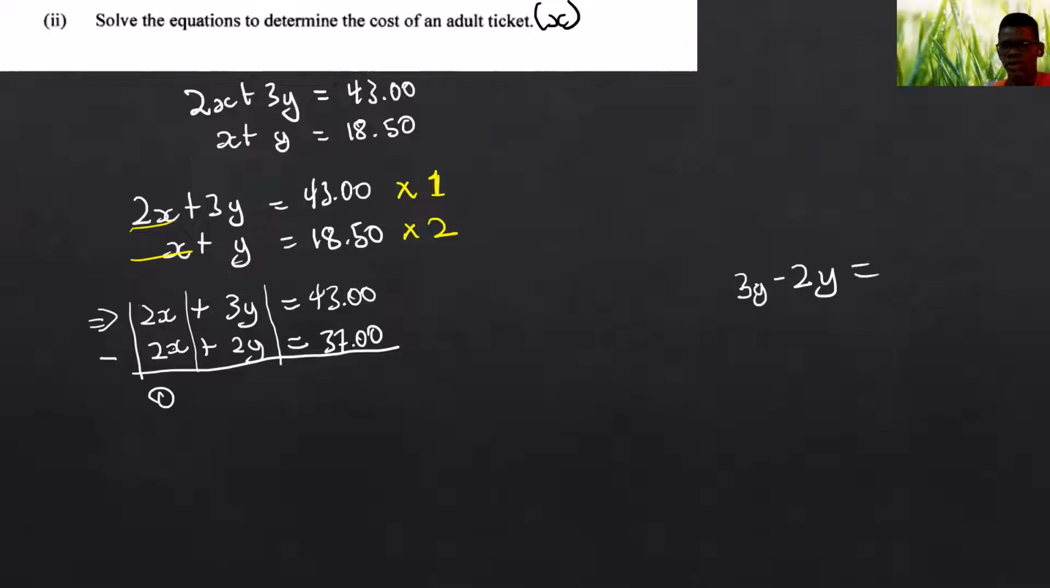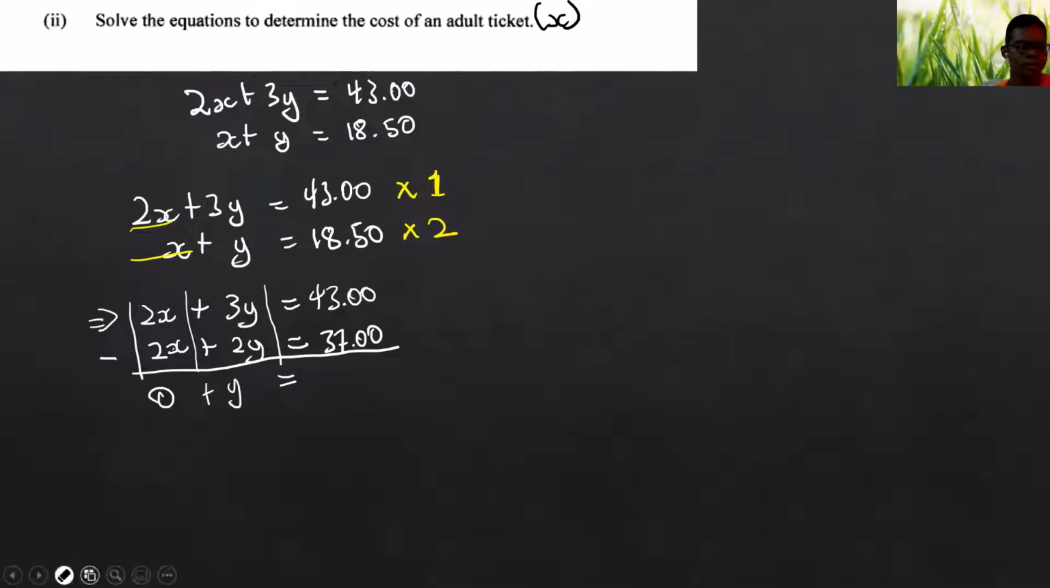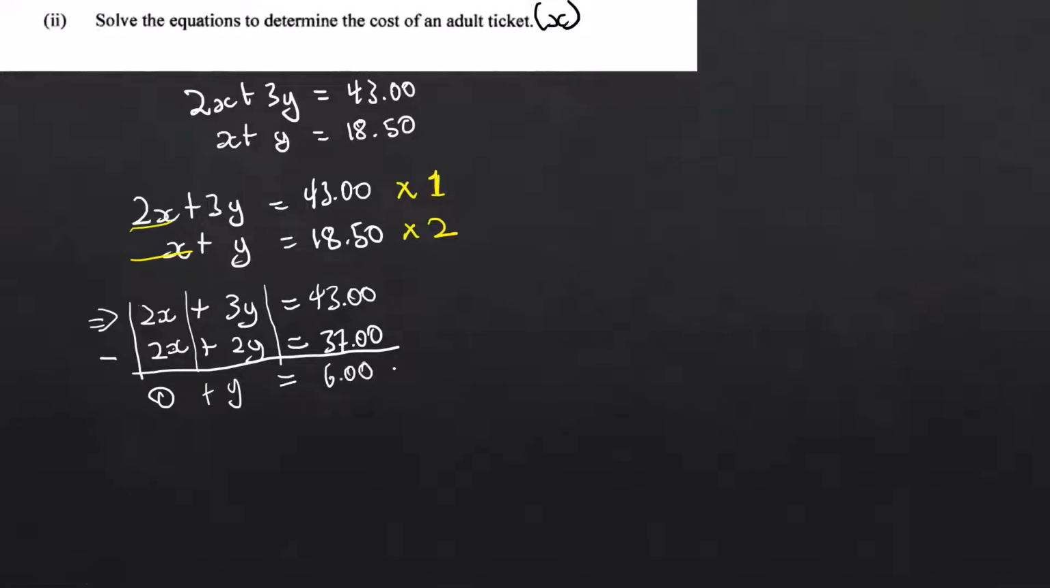So 3y minus 2y, if you want to write this in a corner, 3y minus 2y will just give us y, right? So plus y. And then we have 43.00 subtract 37.00, which gives us 6.00. Right? So right away you see the answer here. It says 0 plus y is just y, is equal to 6. Right? So y is equal to 6.